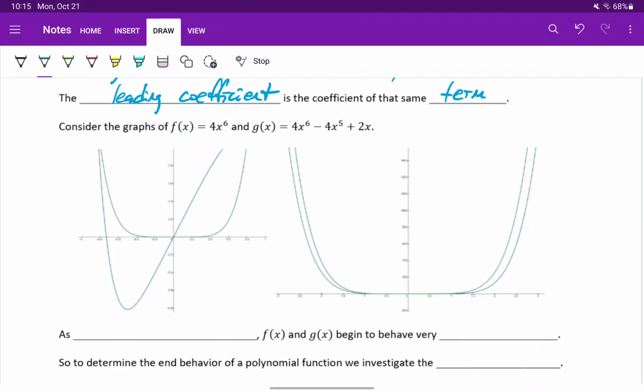If we consider the functions f of x equals 4x to the sixth and g of x equals 4x to the sixth minus 4x to the fifth plus 2x, we can see that they both have the same leading term, they both have the same degree, and same leading coefficient. They're both sixth degree functions with a leading coefficient of 4. But if we first look at the graph of these two functions, we can see that they have very, very different behavior attributable to those additional terms that g of x has.